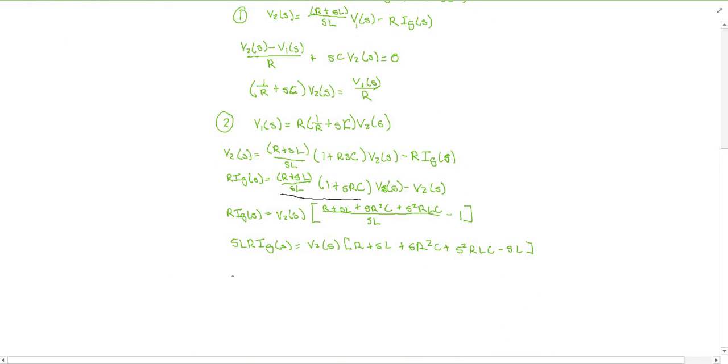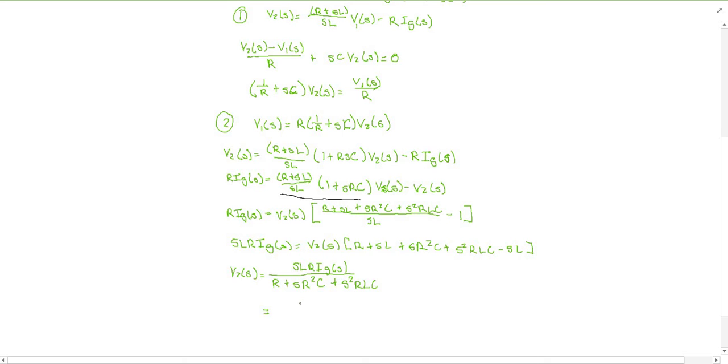We're going to set everything equal to V2 of S, which is SLR IG of S divided by R plus SR squared C, again putting common components together, plus S squared RLC. Yeah, that should be correct. Alright. So then we keep on moving, we keep on simplifying, because remember you want to get the S squared on the bottom by itself.